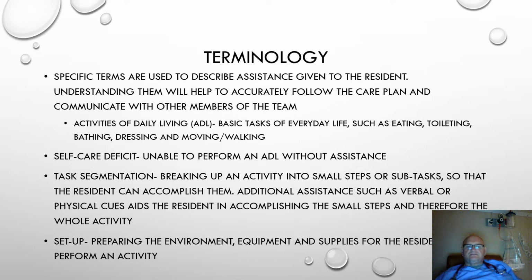Task segmentation is where we talked about how maybe they can only do certain tasks, like maybe put an arm in their sleeve of the shirt, and then they have to take a little bit of a break, and then they can put the rest of the shirt on, and then they have to take a break before they can put their pants on. So task segmentation is breaking up an activity into smaller steps or subtasks so that the resident can accomplish them. Additional assistance such as verbal or physical aids the resident in accomplishing the small steps and therefore the whole activity.